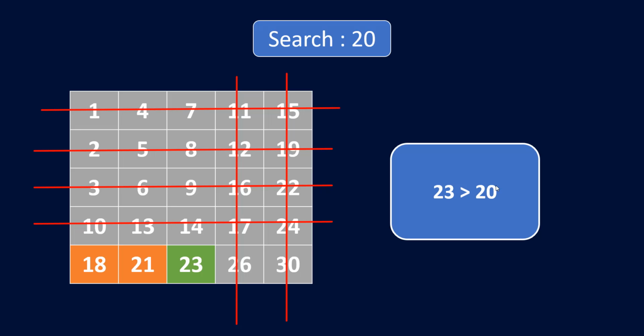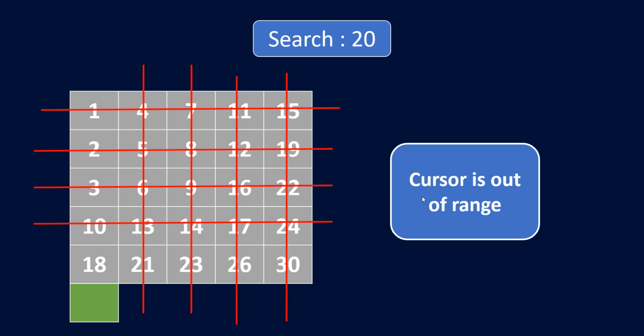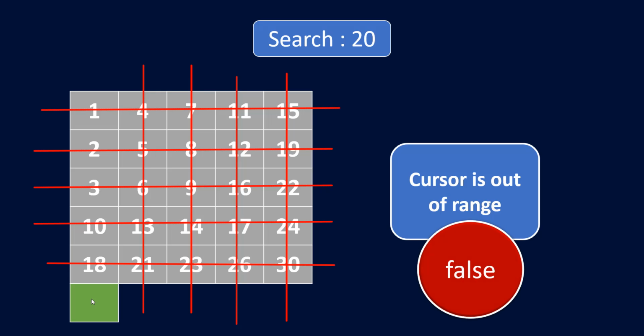But for our case, 20 is still less than 23, so we need to move inwards, and so we move to 21. Now again 21 is greater than 20, so we'll move again to our left. And here, since 18 is less than 20, we would have moved down, and that would make our cursor go out of range. And that's where we end and say that we have not found the value, and so we can return false in this case.